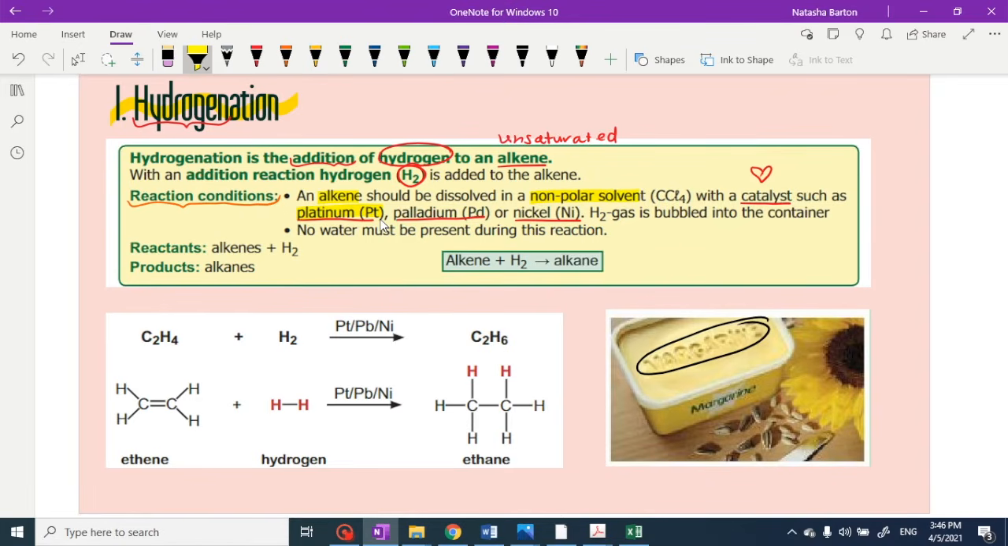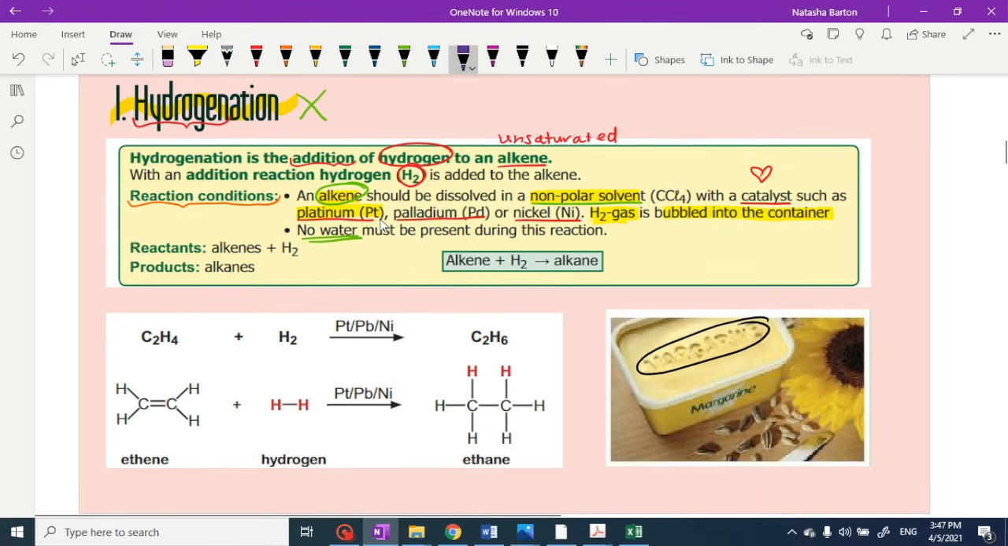Just for interest's sake as well, the hydrogen gas is going to be bubbled into the container so that it can interact with the alkene that is dissolved in that non-polar solvent. What's also important, but not important to know off by heart, is that no water must be present during this reaction. Because if there is water present, we are not going to have a hydrogenation reaction taking place. Instead, we are going to have a hydration reaction taking place.